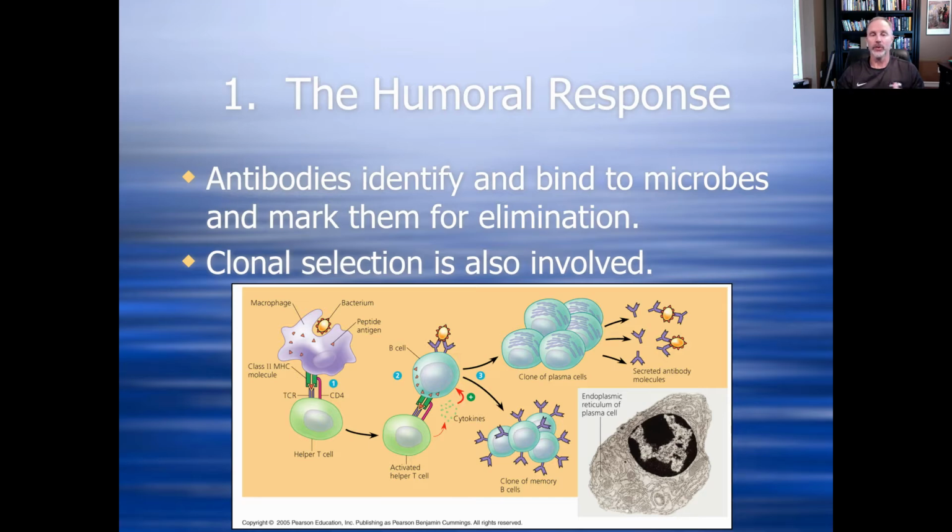We also get some clonal selection that occurs, and a clone is just an exact replica. So you get clonal selection. In other words, these B cells are going to be stimulated to make memory cells of themselves, and they're also going to be stimulated to make plasma cells, which are going to secrete the antibodies. If we're looking at the right part of this figure, you can see the clone of plasma cells there. Those are the things that are going to make and secrete these antibodies that will bind to these antigens that are circulating around in the body that have been detected in one way or another, and then we're going to mark them for elimination.